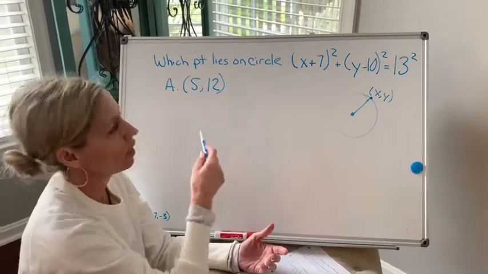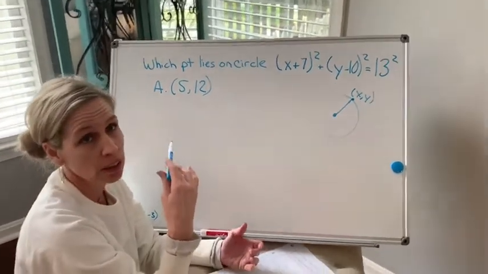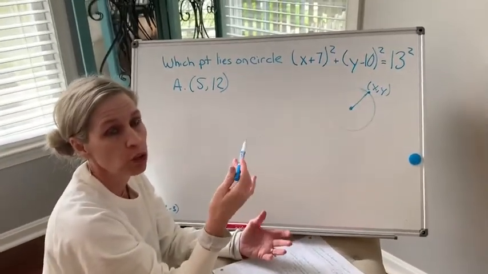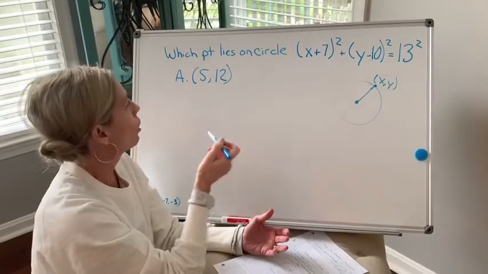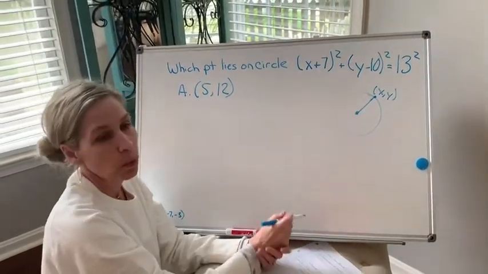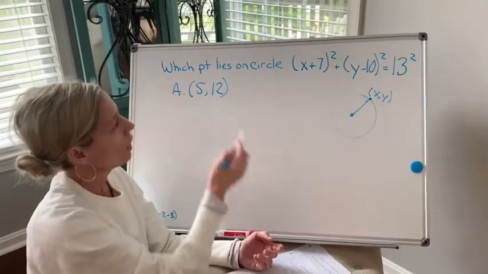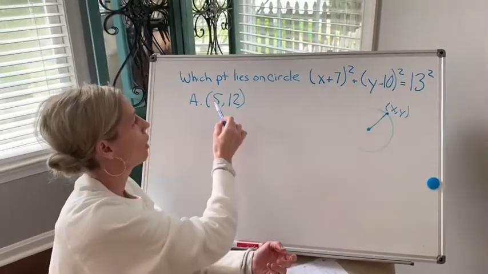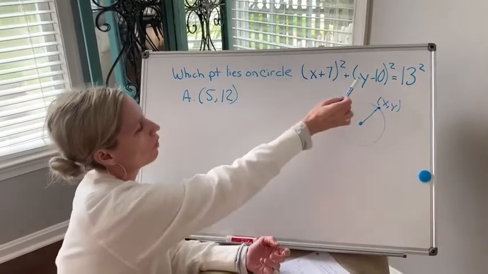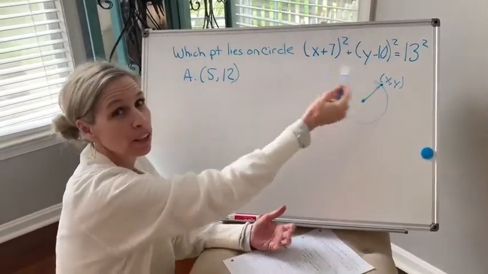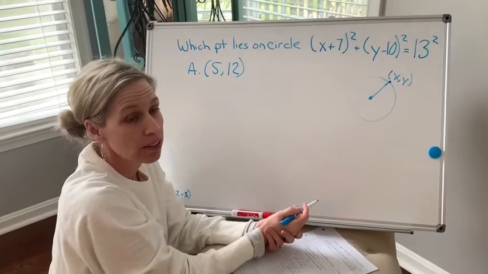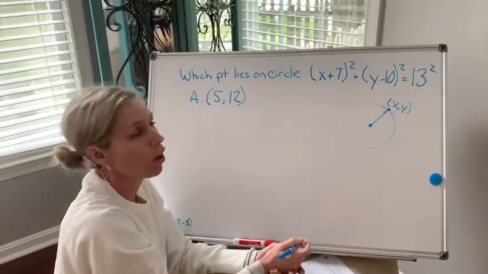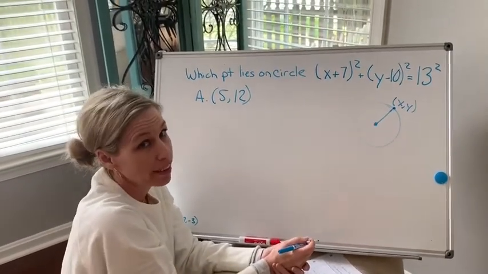So the question is giving us 4 options of points, and they're wanting to know which one is sitting on the circle. So A asks about the point (5, 12). So if we want to know if (5, 12) is on this circle, we're just going to plug 5 in for x and 12 in for y. And if the equation is equal, if it balances out, then that point would be on the circle. If it doesn't, then it's not on the circle.